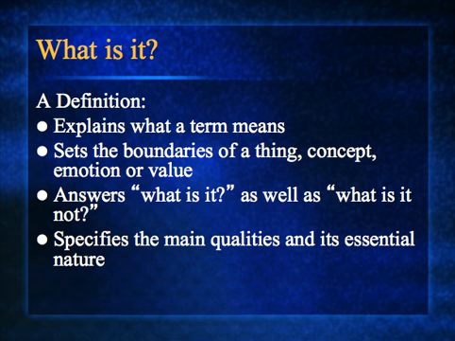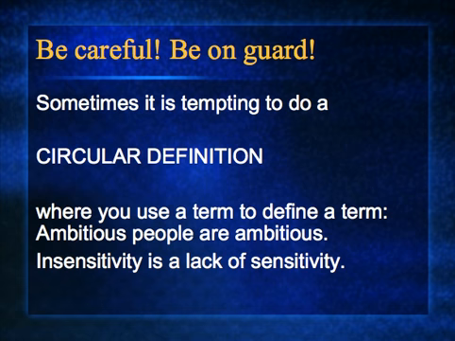But when you talk about definition, you also have to be careful of something that's called the circular definition. A circular definition is where you use a term to define a term. For instance, ambitious people are ambitious. Or I suppose it could be ambitious people have ambitions. Neither of those work. Insensitivity is a lack of sensitivity. Well, if I didn't know what sensitivity was, it's not going to help me at all. Circular definitions avoid using the same word to define itself.